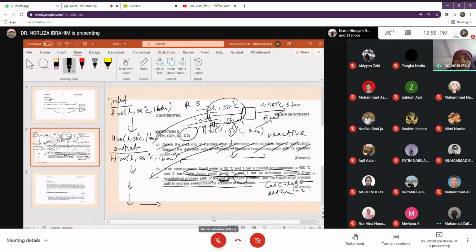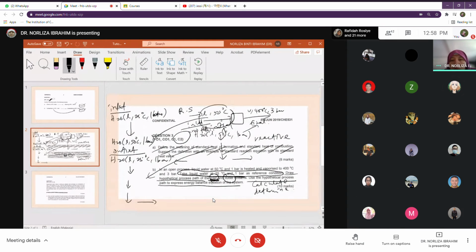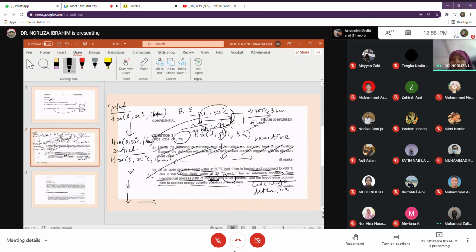How are you going to solve this? Combine both. Combine both is still about hypothetical process path. It's nothing to do with the energy balance, although the path is within the energy balance. But the topic is under hypothetical process path. You combine both. So for this one, I have no exact answer scheme.